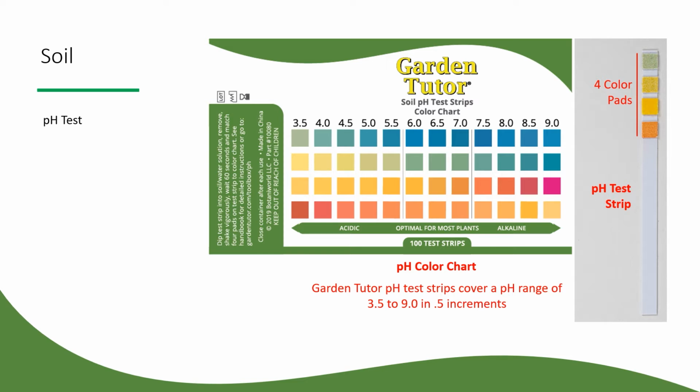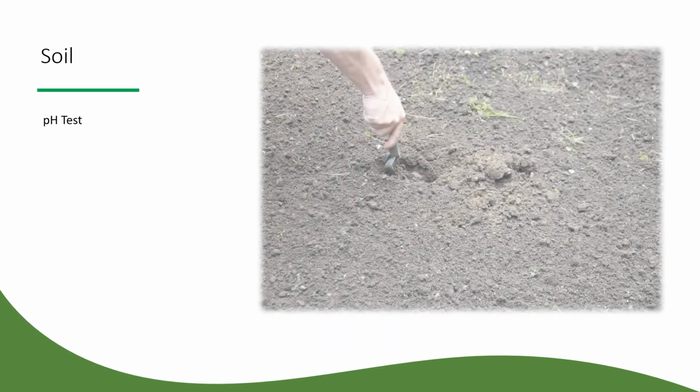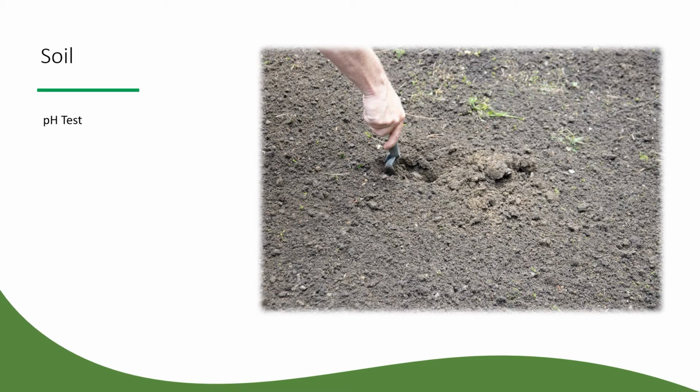The pH strips have been specifically designed and calibrated for soil testing and cover a pH range that encompasses nearly all garden soils. If you follow the subsequent steps, you should be able to determine your soil pH within a 0.5 increment. If you need pinpoint accuracy, consider sending a soil sample to a professional soil testing laboratory. You can go to the toolbox area of the Garden Tutor site under Soil Testing to learn about current options for laboratory soil testing.